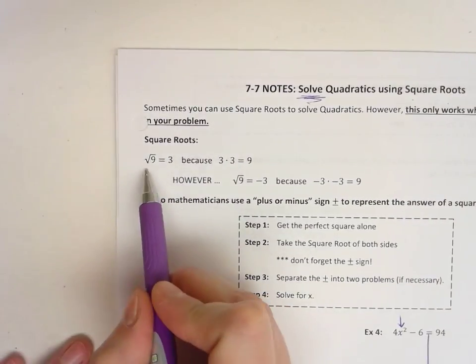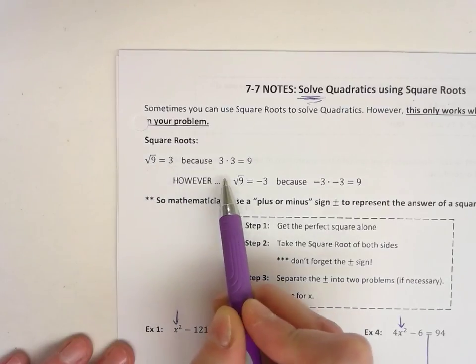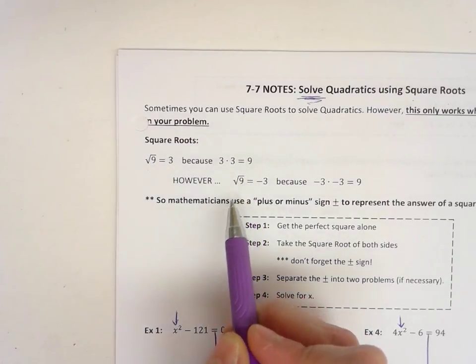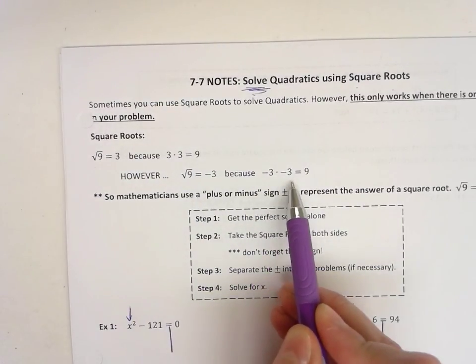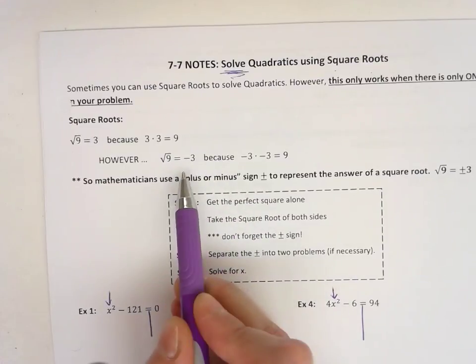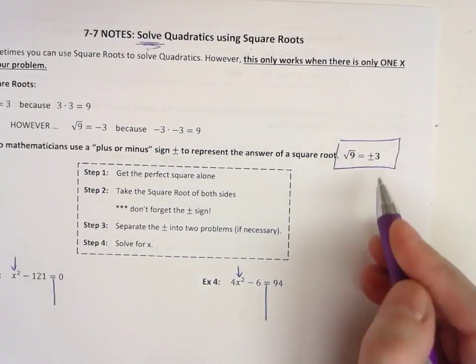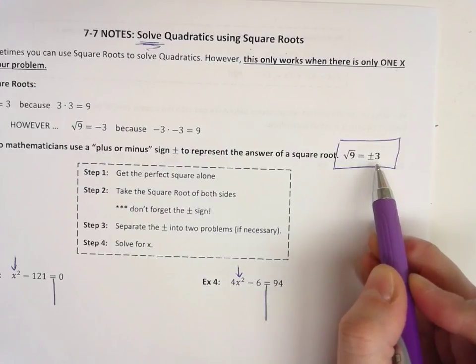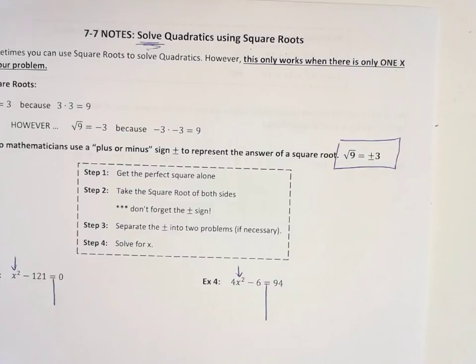So here's one thing that we need to talk about. When you take the square root of a number, like the square root of 9, the answer is 3 because 3 times 3 equals 9. That's the definition of a square root. But don't forget that double negatives also multiply together to give me positive 9. So really, when we take the square root of something, we actually have two answers. We've got a positive 3 and a negative 3. And this little plus or minus sign just represents those two different answers.